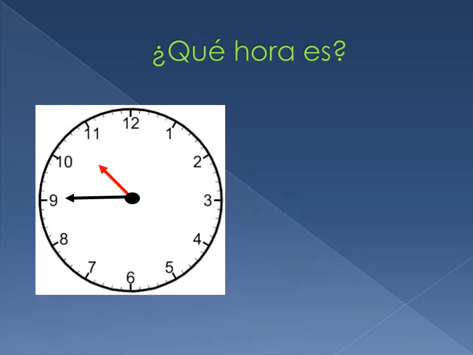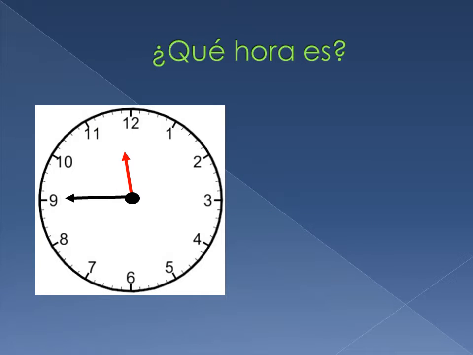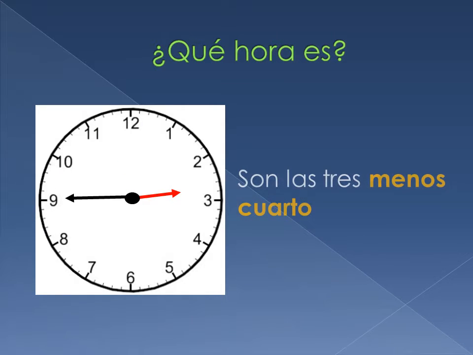And quarter to is slightly more tricky. You have to say, in this case, it's quarter to 11, so you've got to say it's 11 less a quarter. Son las 11 menos cuarto. Son las 12 menos cuarto. And son las 3 menos cuarto.